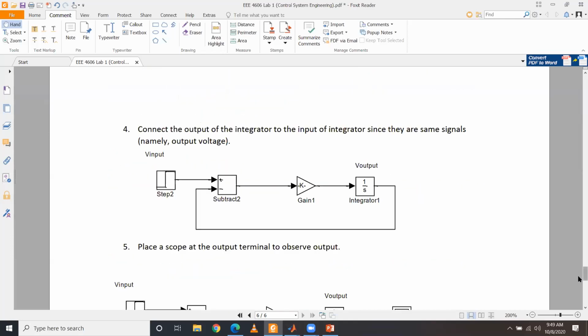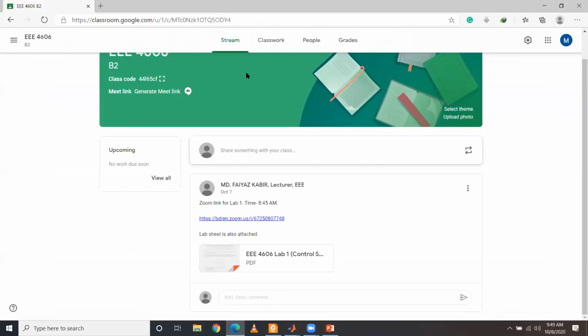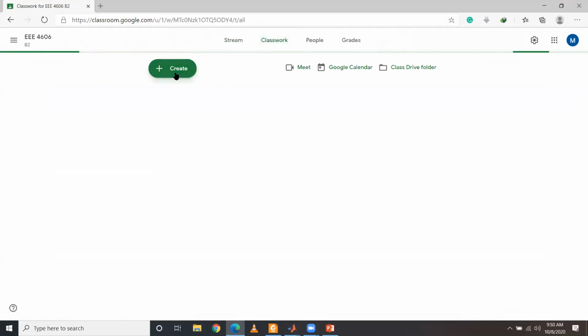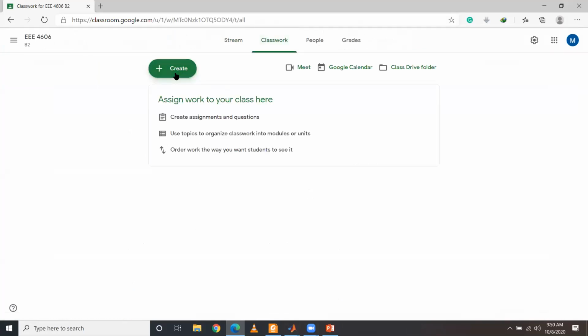Show it to me. So how will you submit this lab task? I'll create a section in Google Classroom. You have to attach your screenshots in a Word file. Your screenshots will be of your Simulink diagram and the step response. Name the Word file with your student ID, then upload it in the Google Classroom section that I'm creating right now. You can see, I'm showing you classwork, and you can already start. Your time has already started. So start.